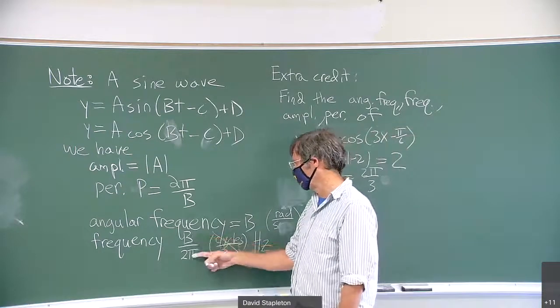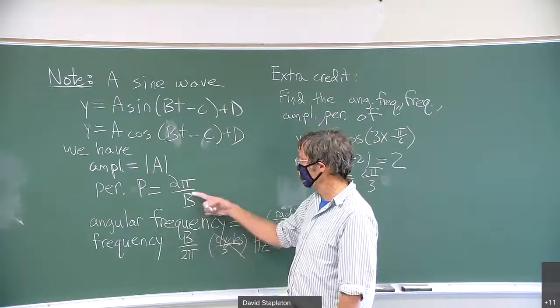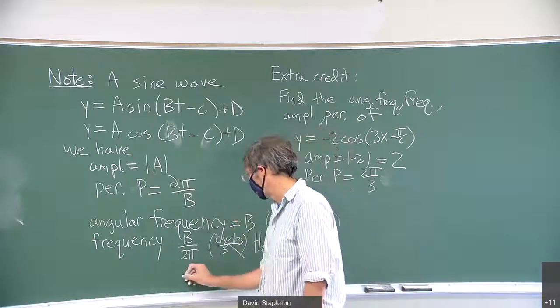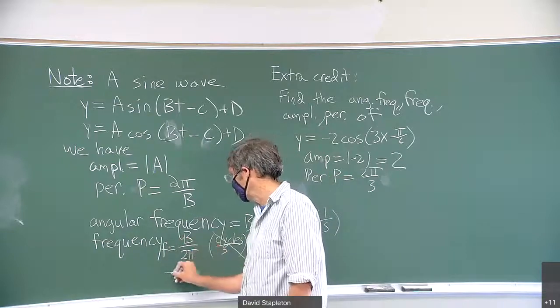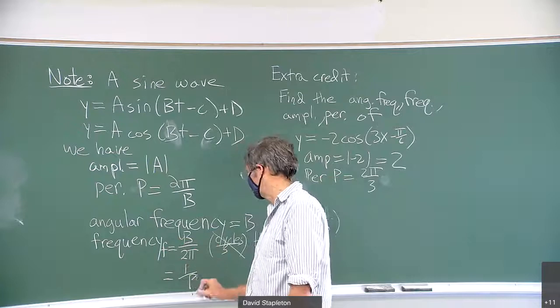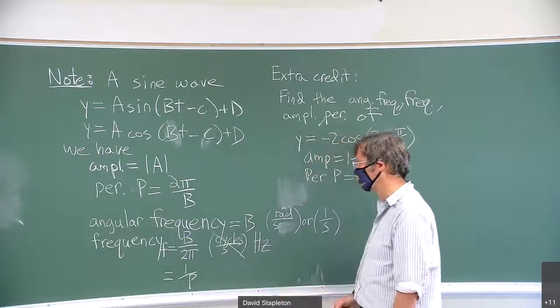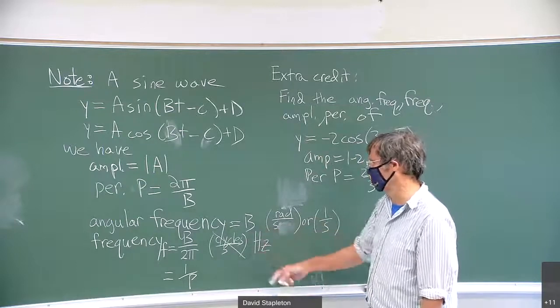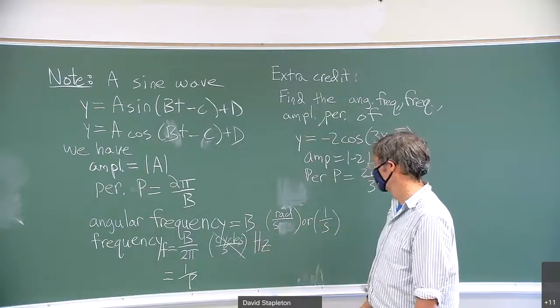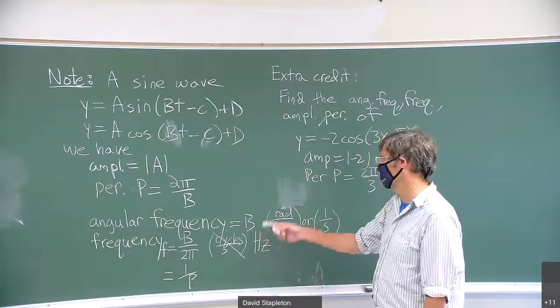And I should have mentioned something here. Frequency is actually B divided by 2 pi. That makes it 1 over the period. They are reciprocals of each other. The frequency F is B over 2 pi, or it's 1 over the period. If you calculate the period, the frequency is just this reciprocal. Then the angular frequency is 2 pi times the frequency, right? So once you know one, you know the other, right?